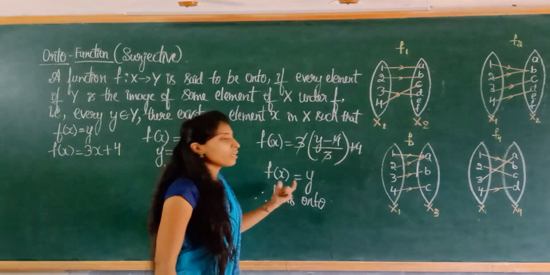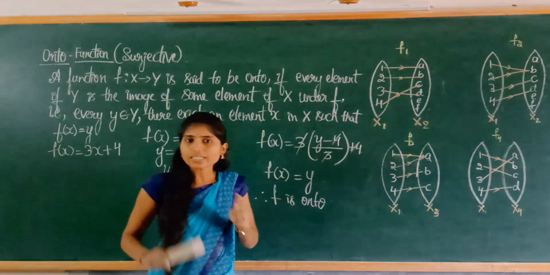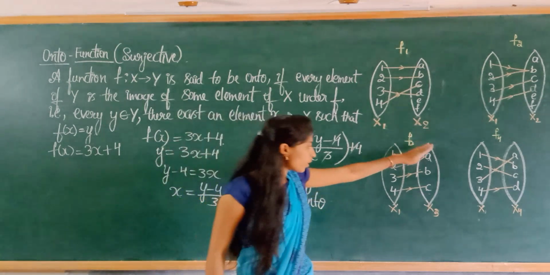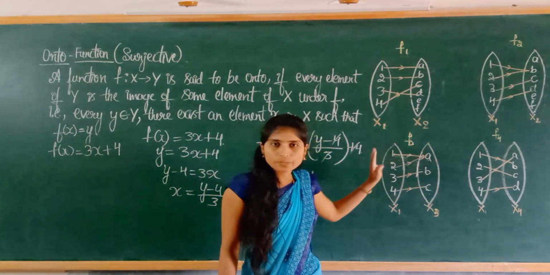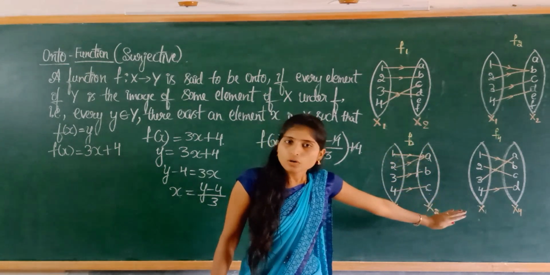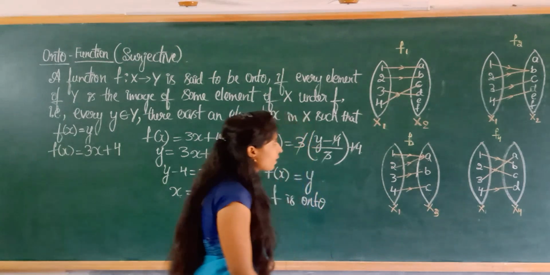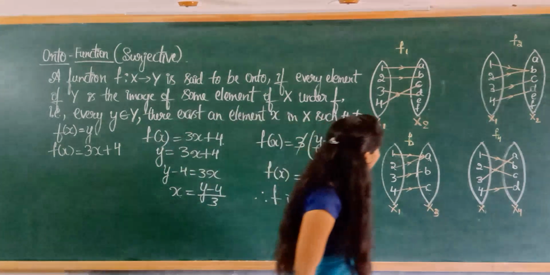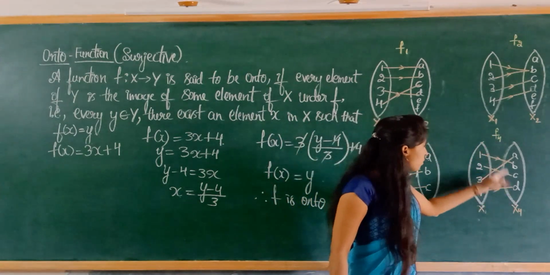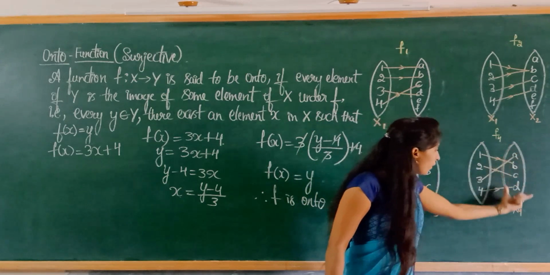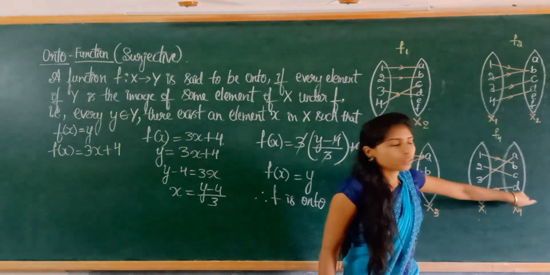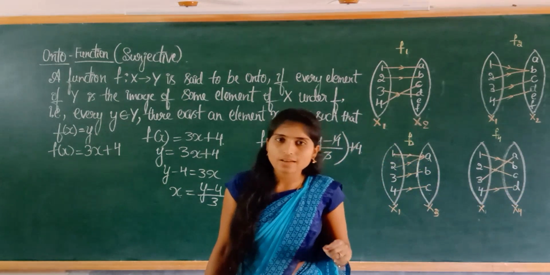In an onto function the condition should be f of x is equal to y. All the elements of the codomain have at least one pre-image in the domain and no element should be left in the codomain. This is the onto function, and examples for onto function are, see here, f3, where no element is left, and f4, where all the elements are related and no element is left in the second set, the codomain. These two, f3 and f4, are examples for onto function.